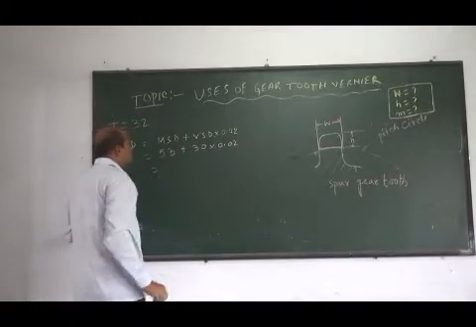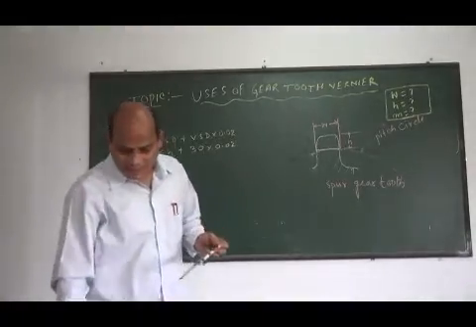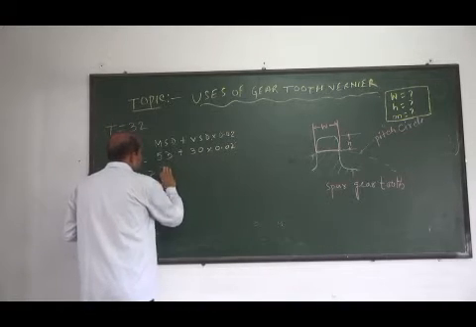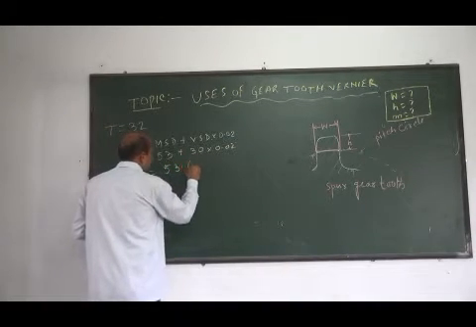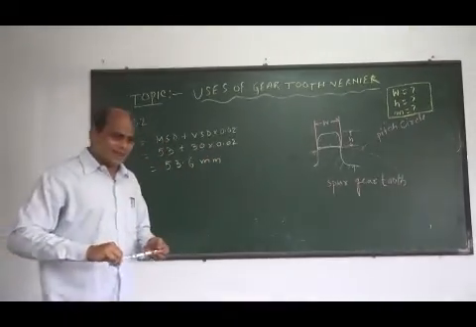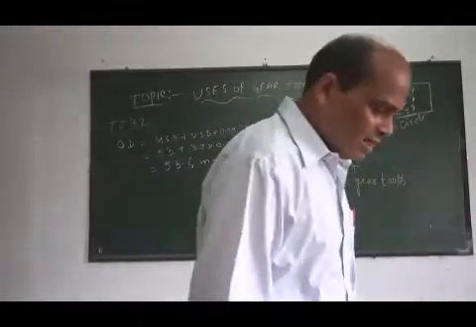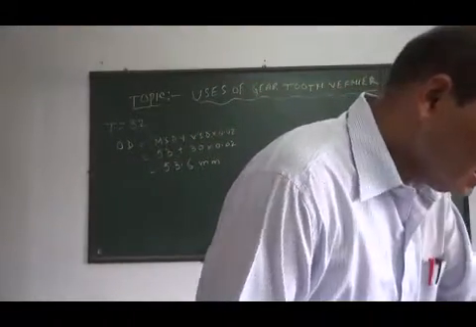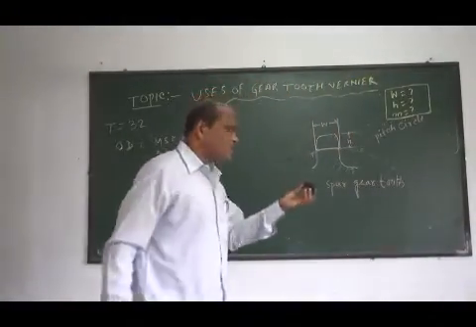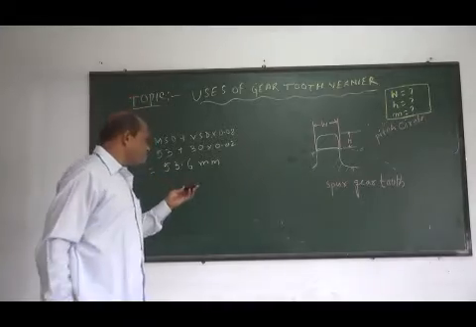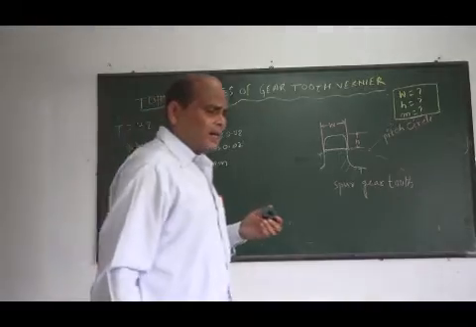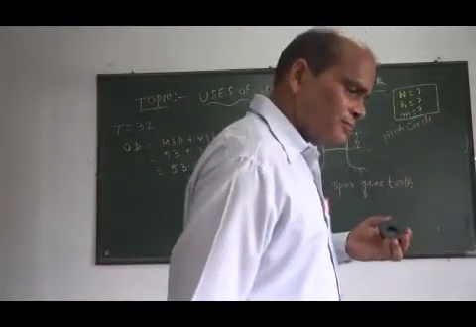So that is equal to, if we calculate it, 53.6 millimeter. That is the outside diameter of this gear. So outside diameter is known, number of teeth, that is 32, this is known. And now we have to find out the module. What is the value of module?